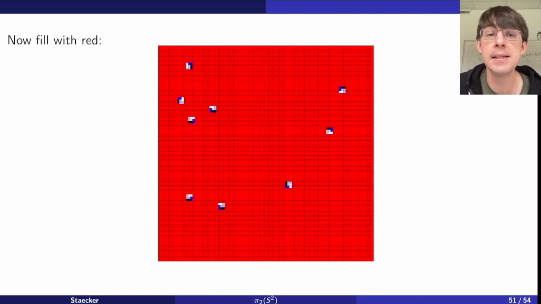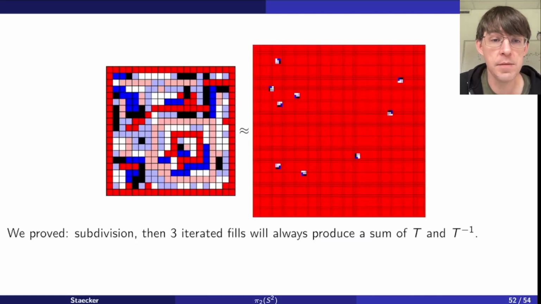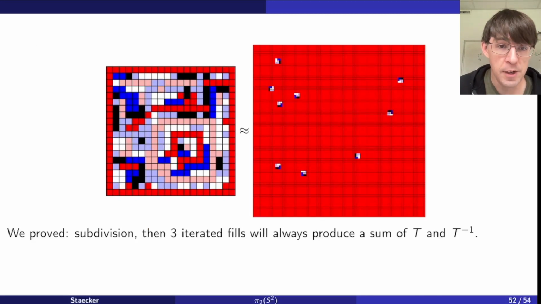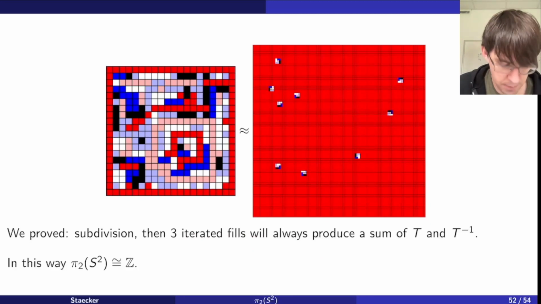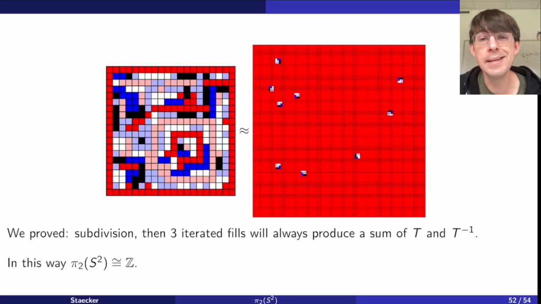And those little islands are all T's and T inverses, all right? So this is the way that we proved our theorem. You do the subdivision and then you do these 3 fills one after another. This will always produce a picture which is a sum of T's and T inverses. And what that means is that this homotopy group is isomorphic to Z. The only pictures that you can get are ones which are equivalent to just doing some amount of T's and some amount of T inverses. That's why it's Z.